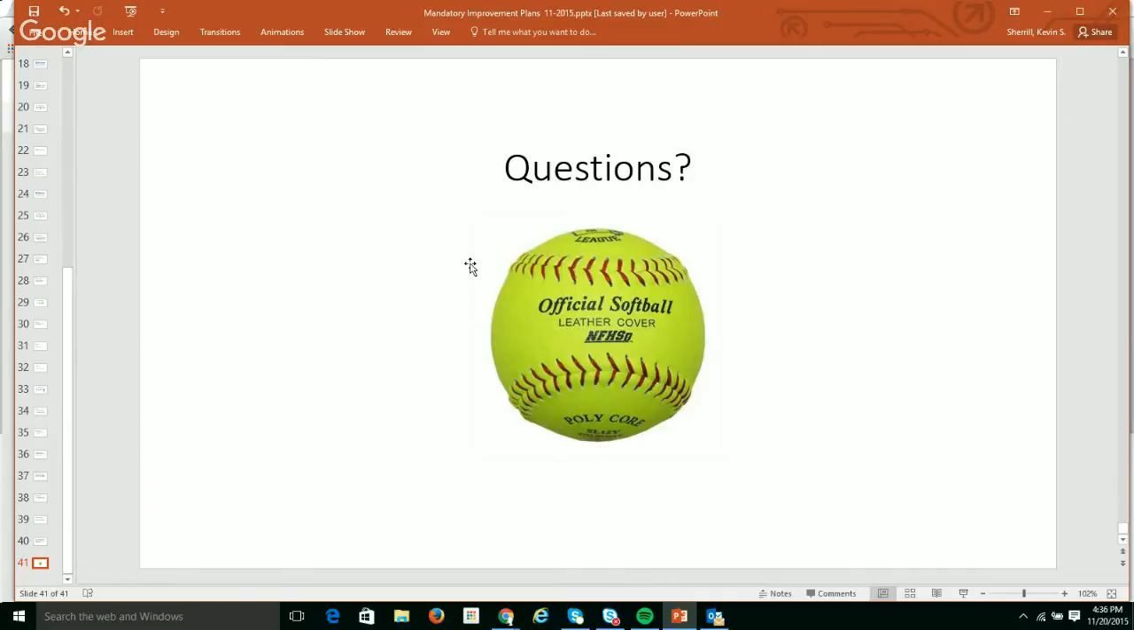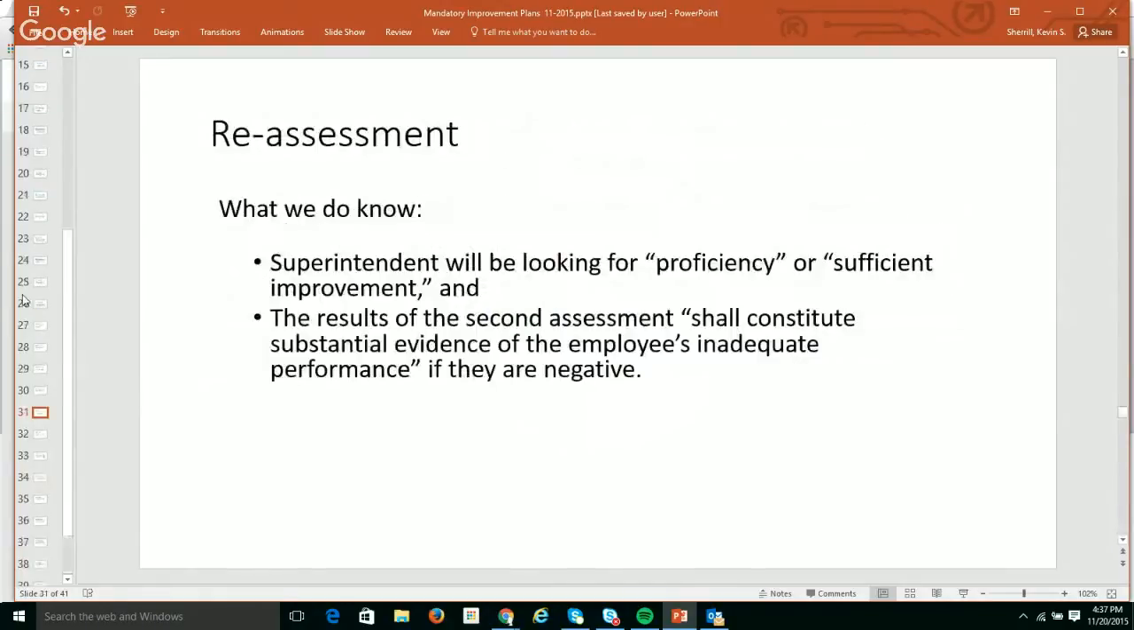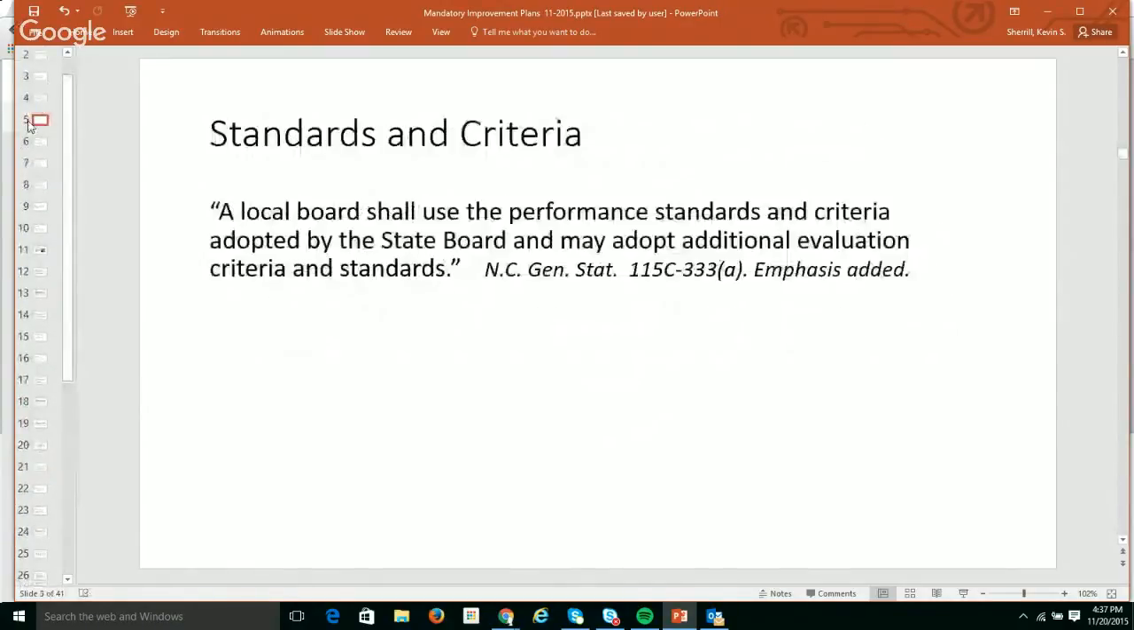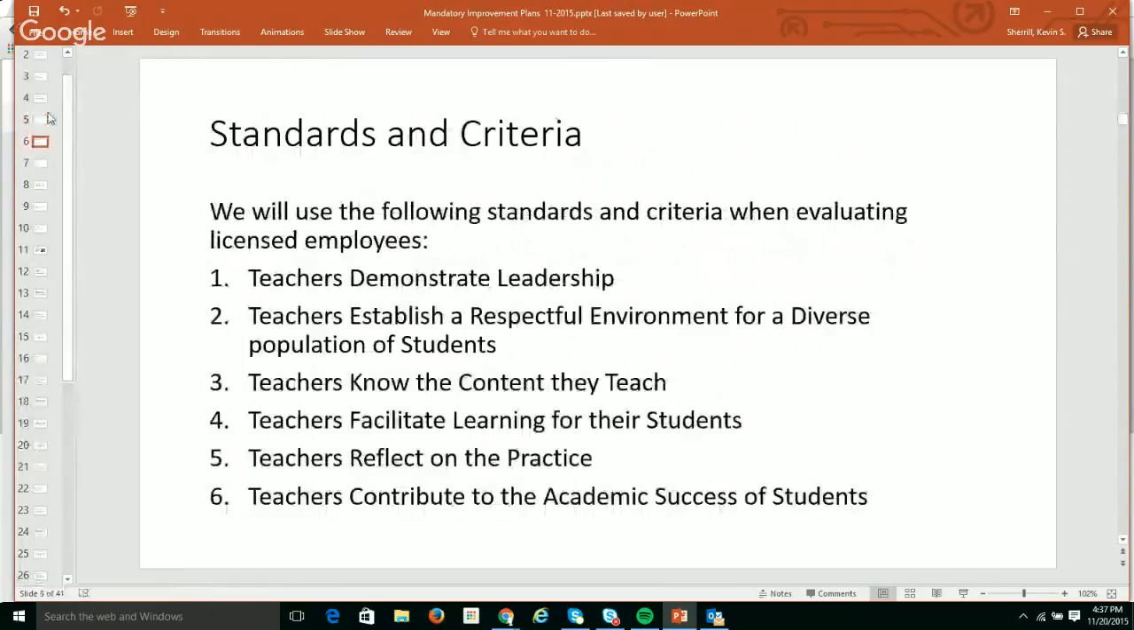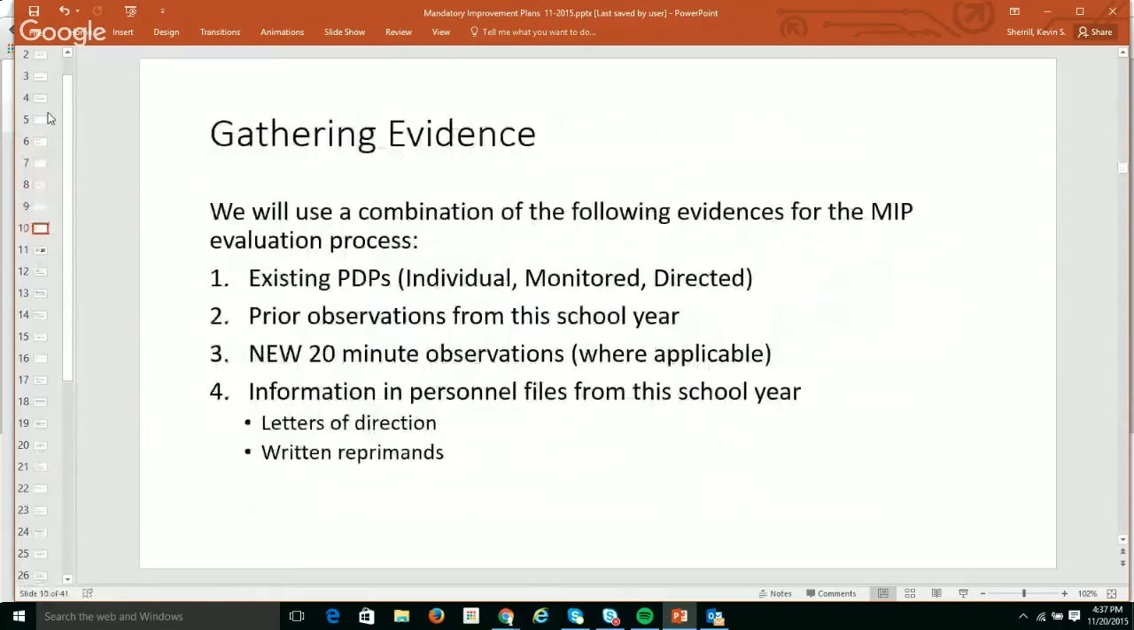The role of the PDP would be part of your, if the employee has currently gone through the PDP, it would be part of the evidence gathering at the beginning of the process. I can go back to that slide because that's part of what you can use to inform your evaluation. But beyond that, the PDP is not going to, so right here, gathering evidence, we're going to use a combination of the following evidences for the evaluation, and that existing PDP would be part of that initial evidence.